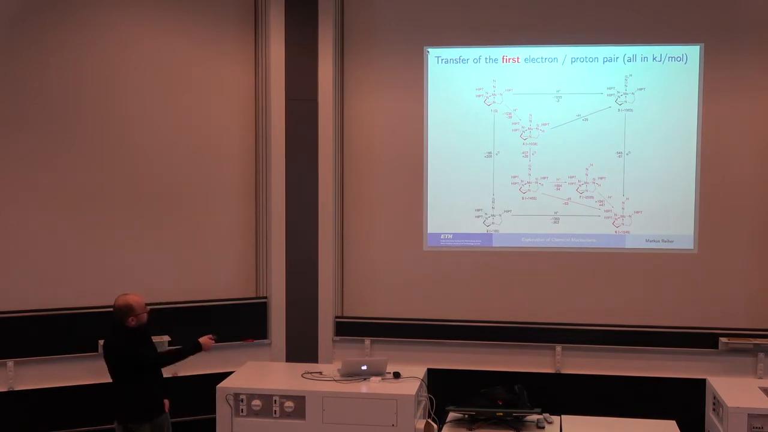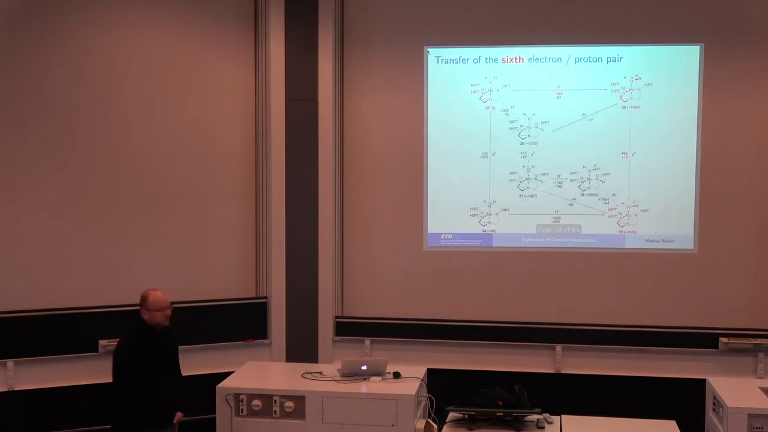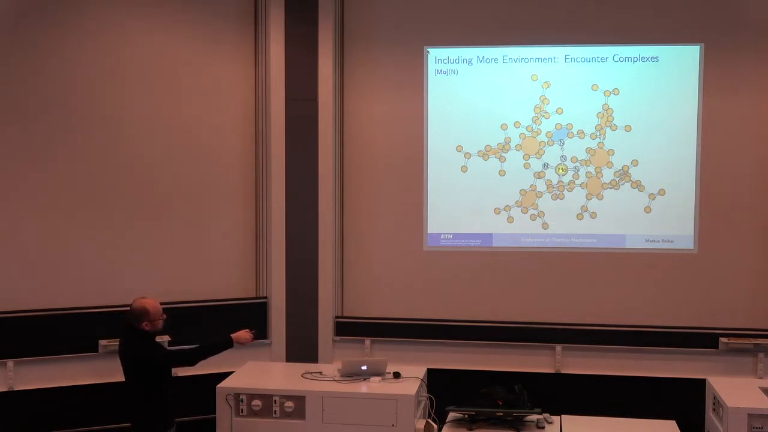And well, these are the structures you need to inspect for the first electron-proton pair, for the second, third, fourth, fifth, sixth. So pretty many structures. Getting worse because you see this is an optimized structure of the complex. So you see the molybdenum atom here. That's one intermediate. It's the nitrido intermediate.